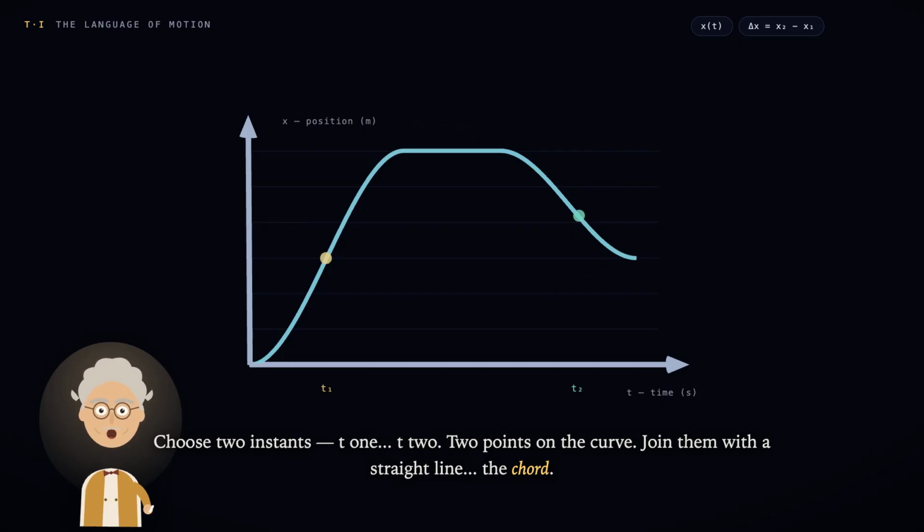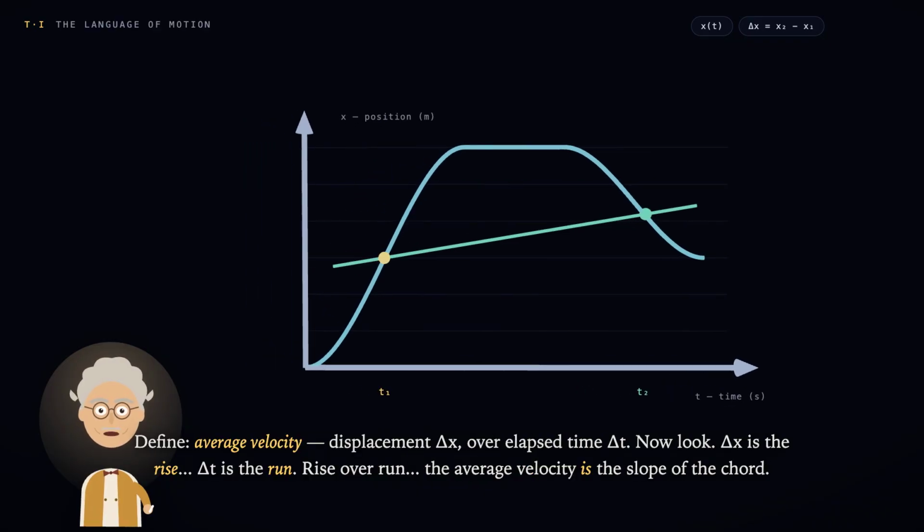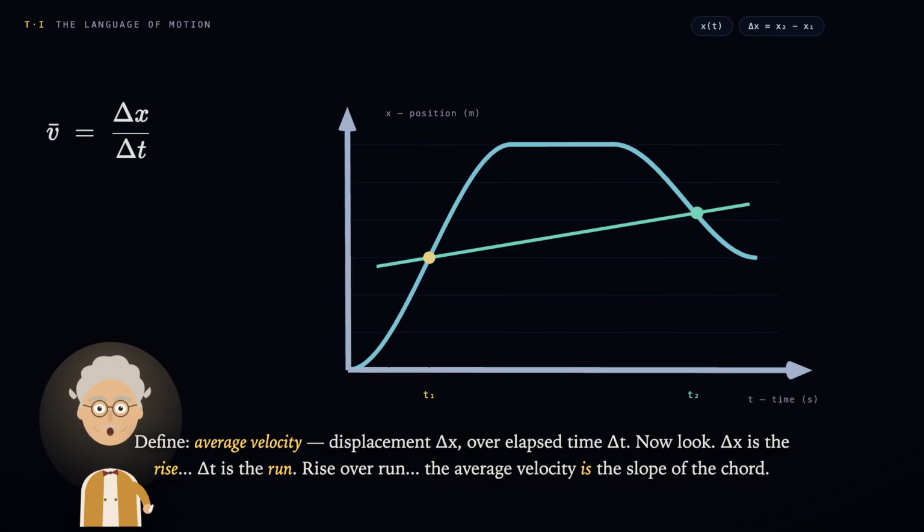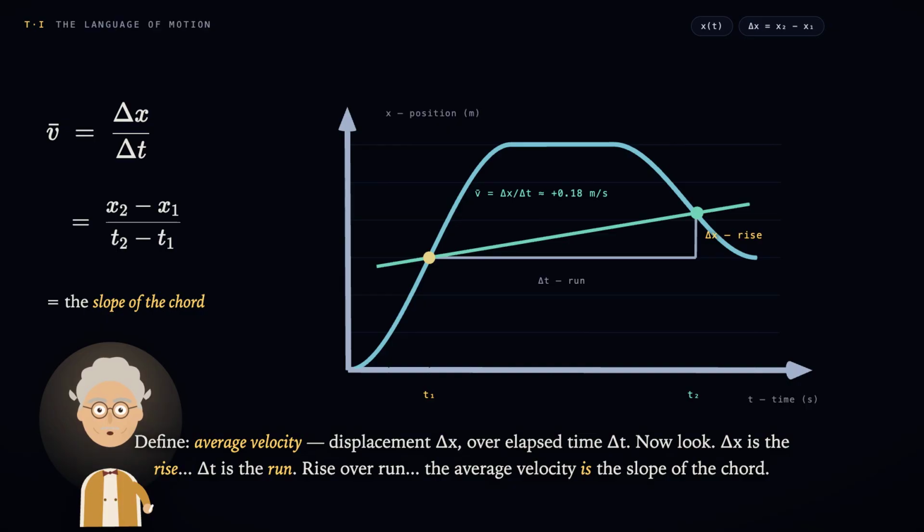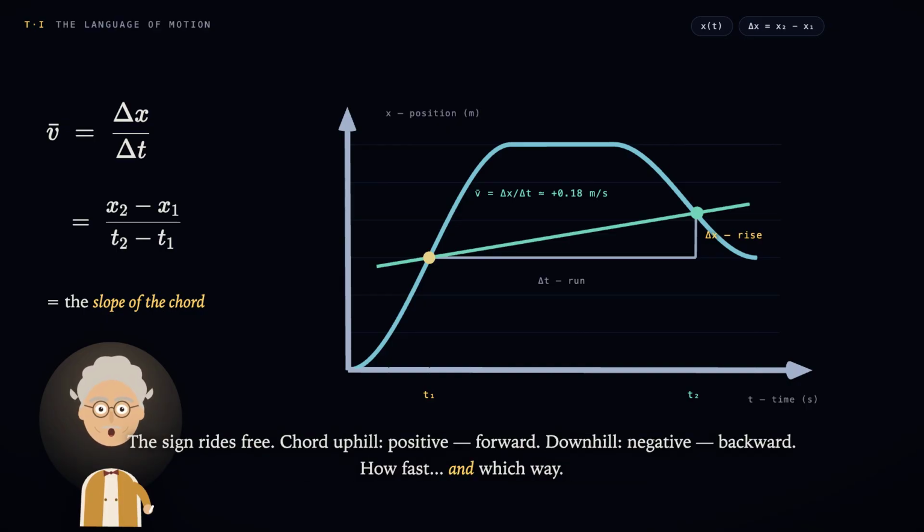Choose two instants, t1 and t2, two points on the curve. Join them with a straight line: the chord. Define average velocity: displacement delta x over elapsed time delta t. Now look. Delta x is the rise, delta t is the run, rise over run. The average velocity is the slope of the chord. The sign rides free: chord uphill, positive, forward; downhill, negative, backward. How fast, and which way?